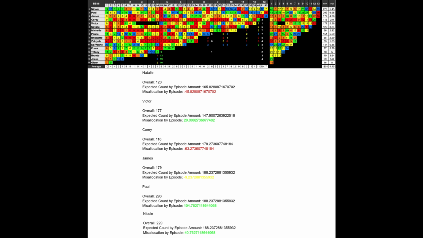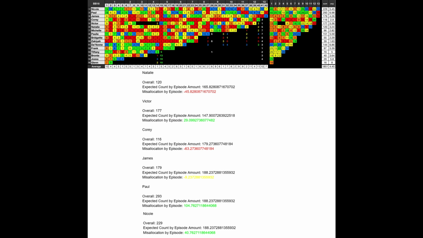Corey got 116 diary rooms, and his expected count by episode amount is 179.27, causing a negative 63.27 misallocation amount. I don't know about the numbers for sure, but I'm pretty sure he's missing a third of the diary rooms that he should have had. And I believe he is the only male newbie on the cast that has a negative misallocation, especially one of this magnitude. So, yeah.